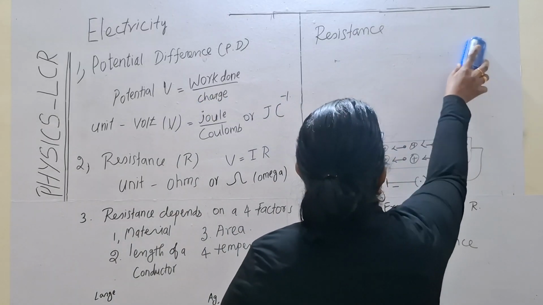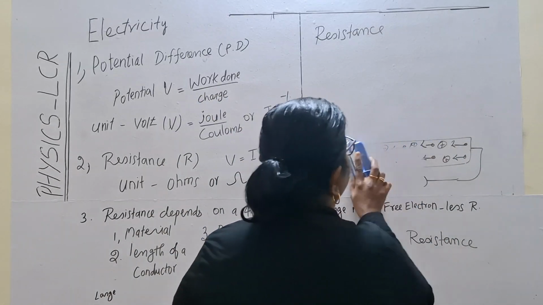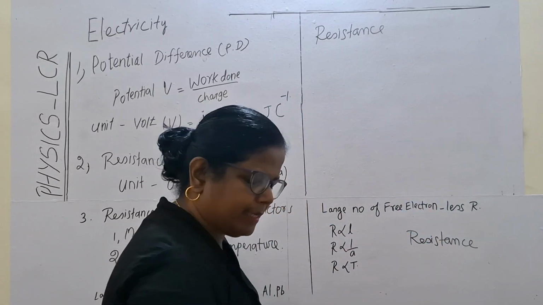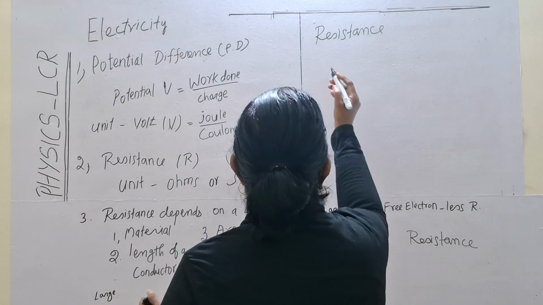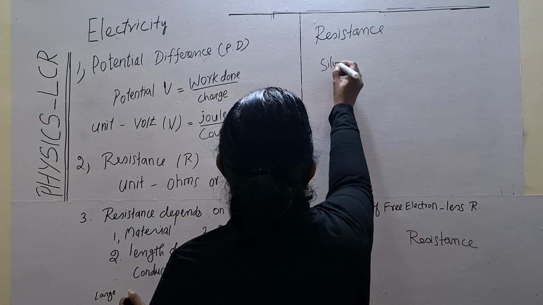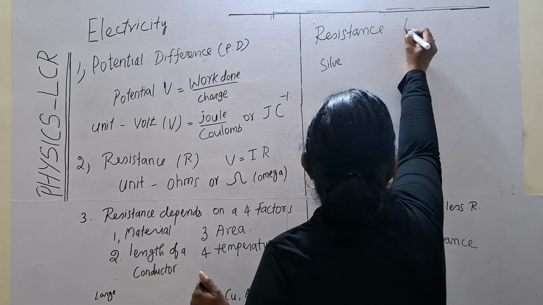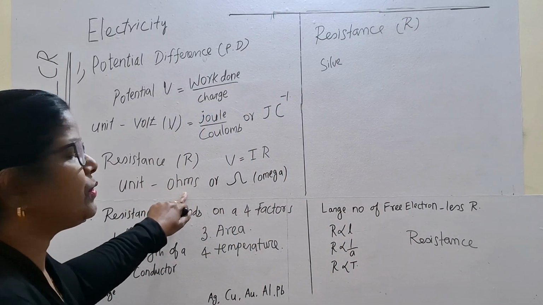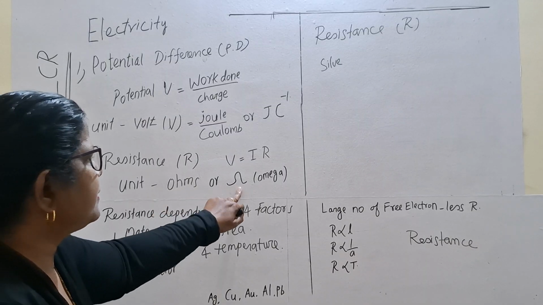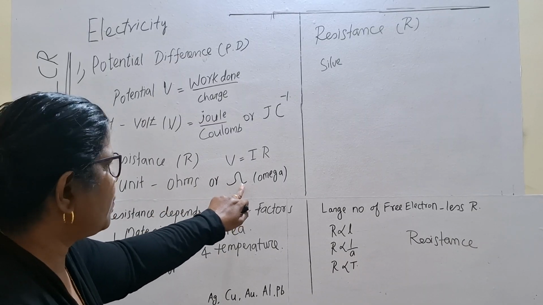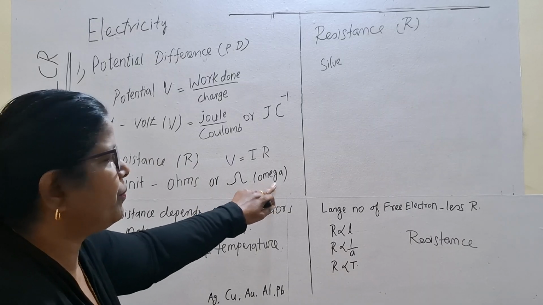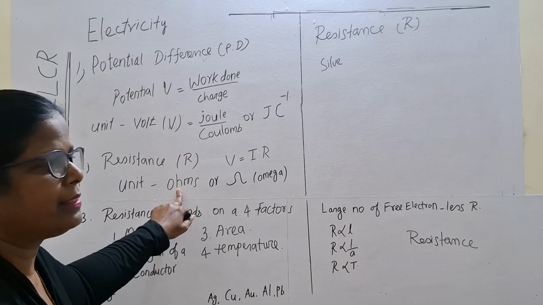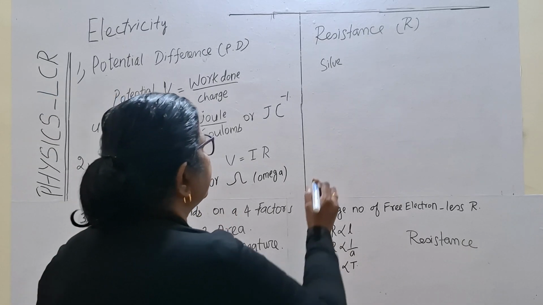All the metals are good conductors. A good conductor means it has less resistance. All the metals like silver. So what is the unit of resistance? The unit of resistance is ohms. This is omega, a Greek letter. The unit of resistance is known as ohm or omega, we can say.